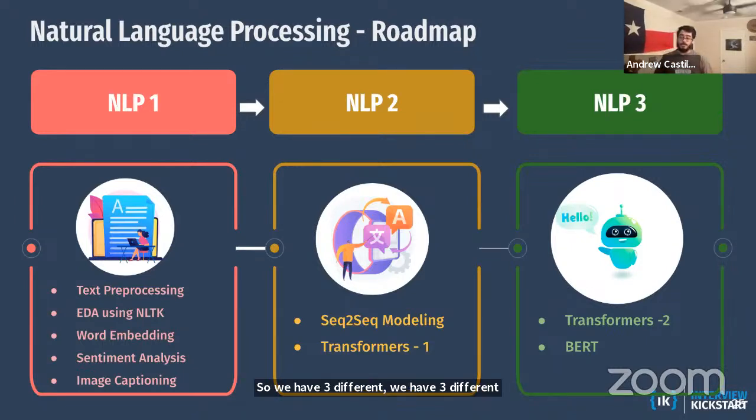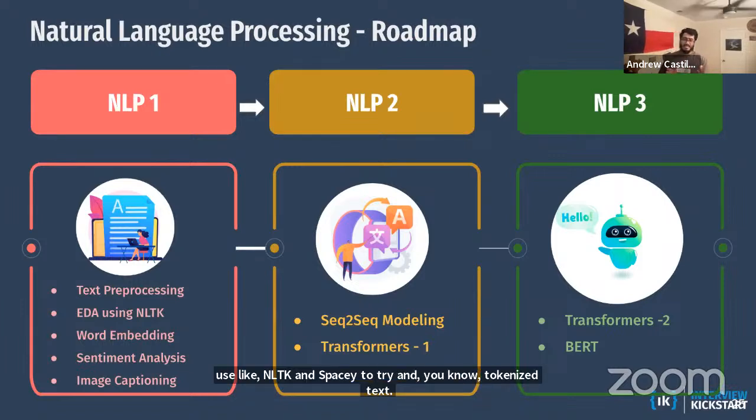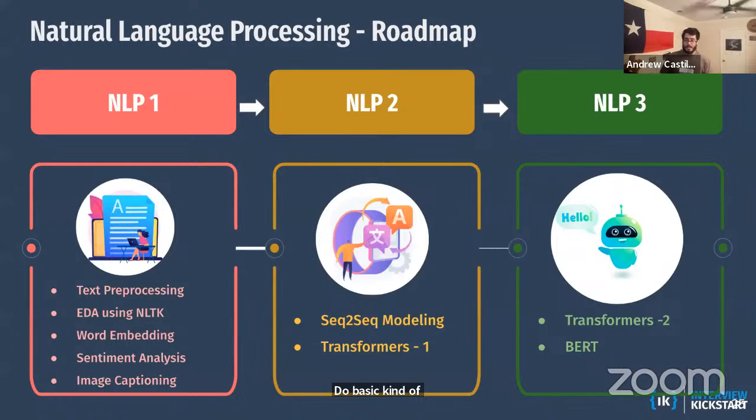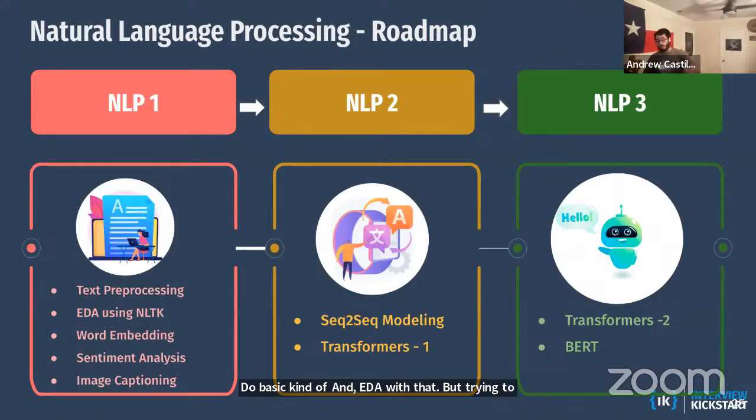In the first module, we talk about the basics, the first few slides. We talk about cleaning, processing, normalizing, and bag of words. We use NLTK and spaCy to tokenize text and do basic EDA. We try to understand word embeddings with Gensim, build out Word2Vec models and GloVe, and do sentiment analysis and image captioning. So we build that foundation in the first module, which is fantastic.